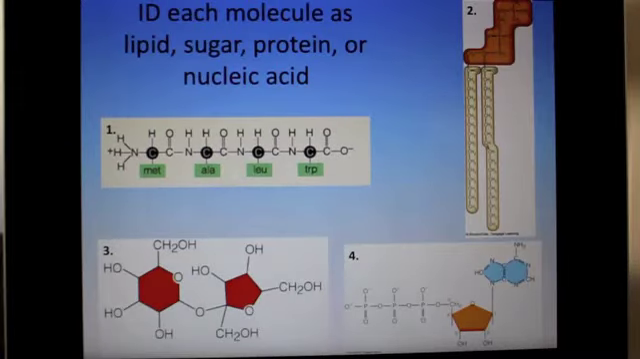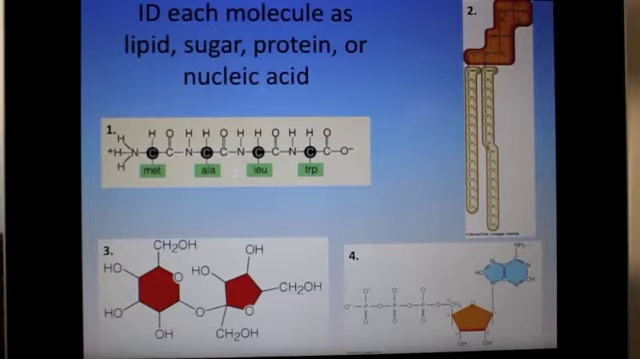Hello everyone, and welcome to lecture number 3 on the structure of cells. This lecture corresponds with chapter number 4 in the textbook, and it is also covered by quiz number 2 and extra credit number 1. Before we start, I'd like you to take a look at these pictures.